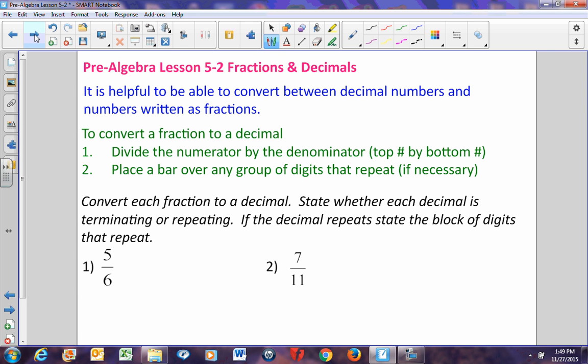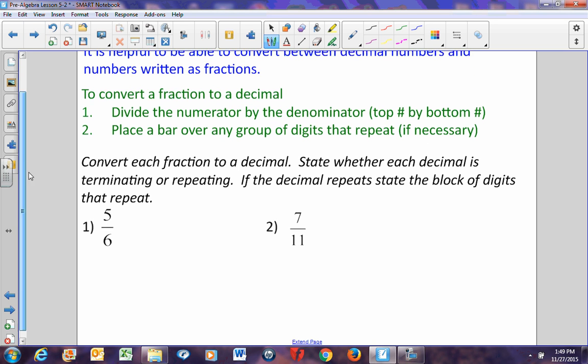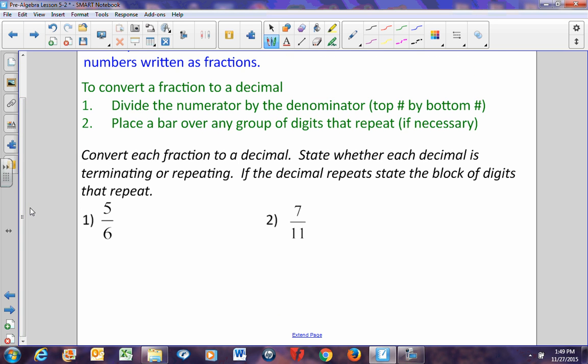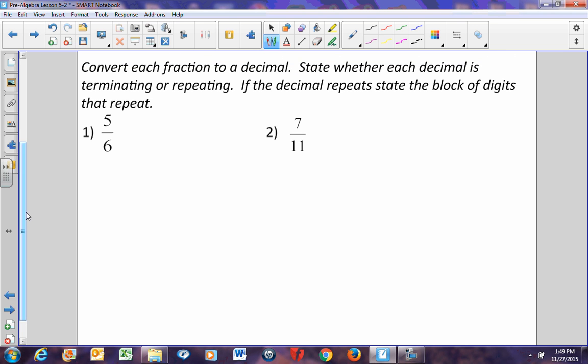Now it's helpful to be able to convert between decimal numbers and numbers written as fractions, because sometimes it's more helpful to deal with the decimal, and sometimes it's more helpful to work with the fraction. So we're going to learn how to convert both of them today. To convert a fraction to a decimal, divide the numerator by the denominator. In other words, divide the bottom number into the top number. Place a bar over any group of digits that repeat, if it's necessary. Sometimes they don't repeat. So we're going to convert each one of these fractions to a decimal, and state whether or not each decimal is terminating or repeating. And of course, if it repeats, we'll state the block of digits that repeat.